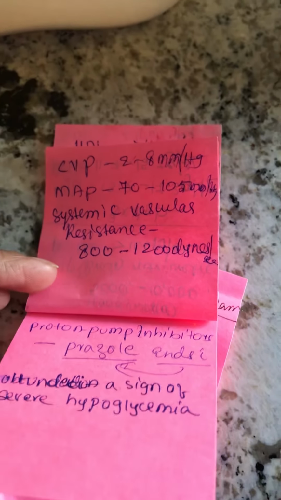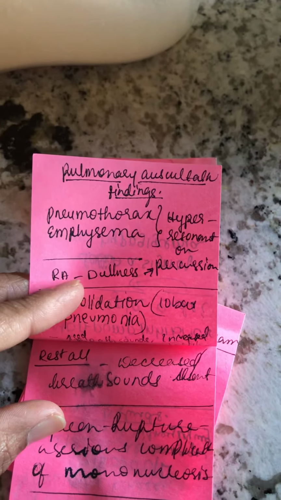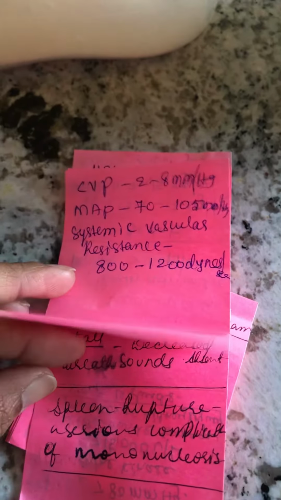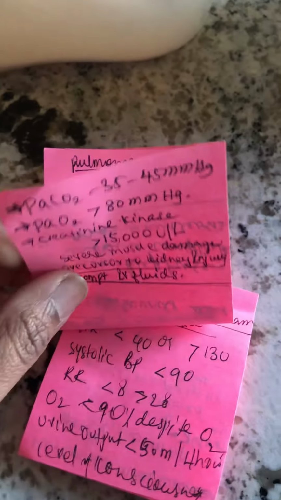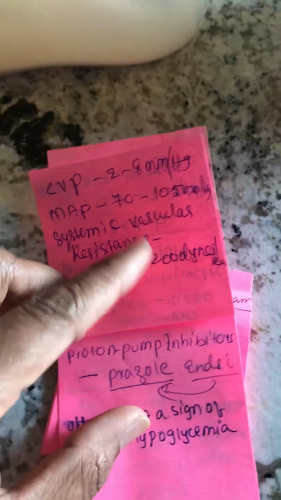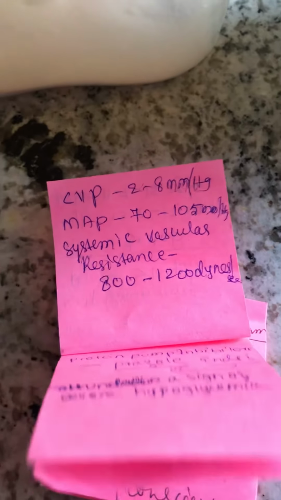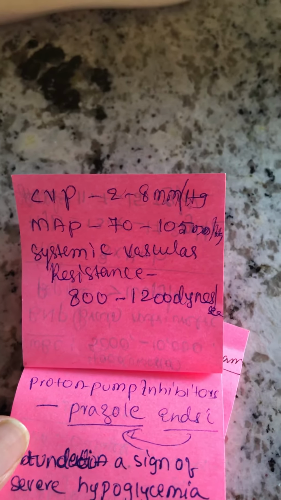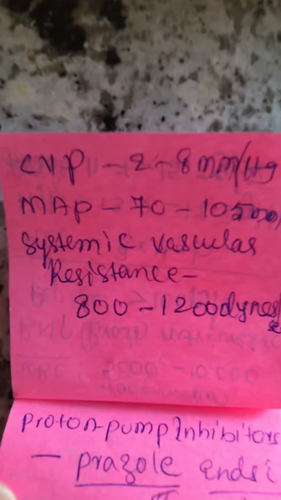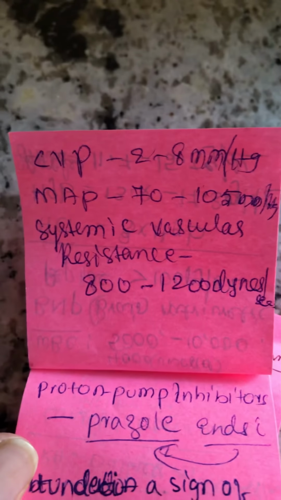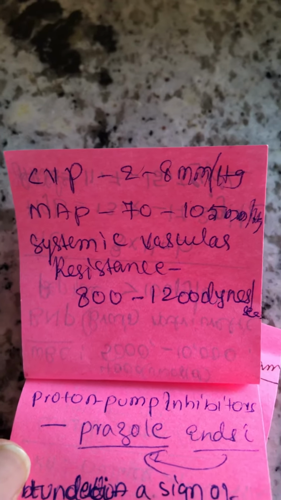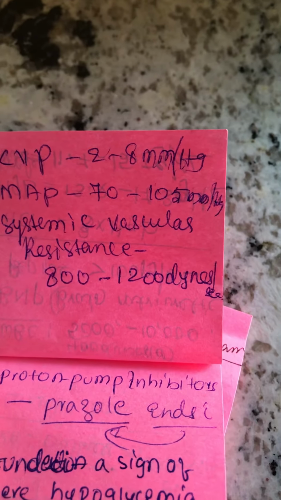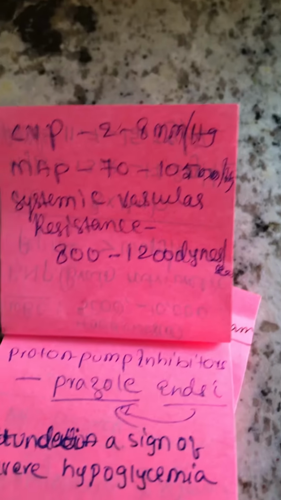And in case of anaphylactic shock, I have written somewhere, this mean arterial pressure should be greater than 65 mmHg. So as a nurse, we should maintain it greater than 65 mmHg. And systemic vascular resistance is 800 to 1200 dynes.